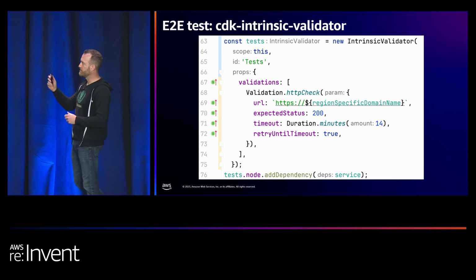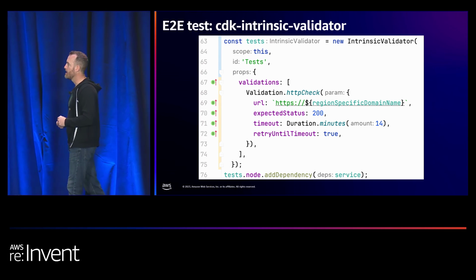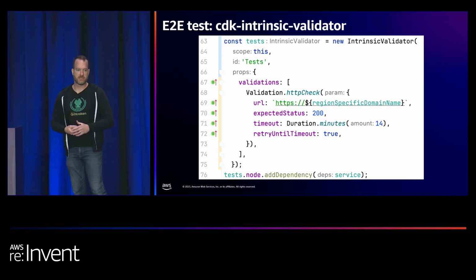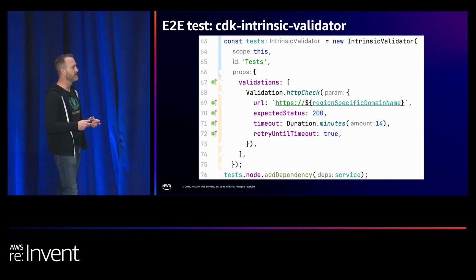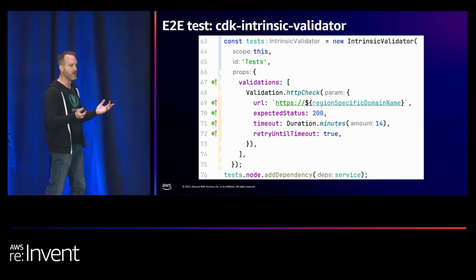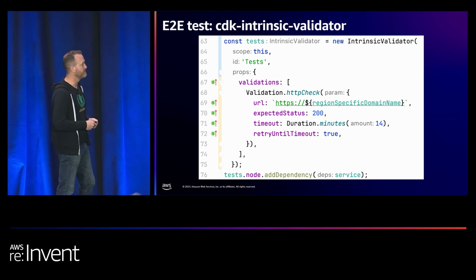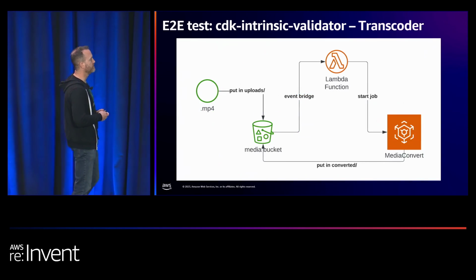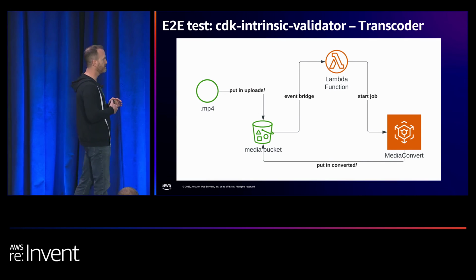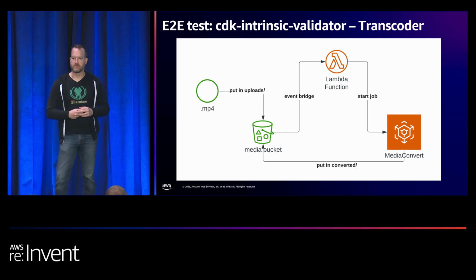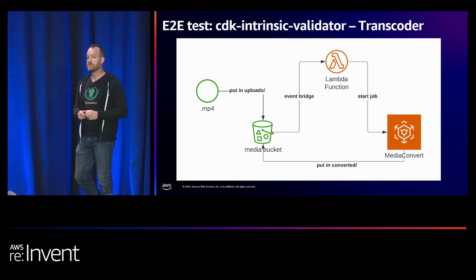Now, this is the CDK intrinsic validator. It comes with a lot of out-of-the-box checks, so if you want to do a simple HTTP check, you can do that. You can tell it what status code you expect to be returned, how long to try it, and just keep retrying until it fails or you run out of time. But you can also give it step functions and state machines. So going back to the transcoder, there's no endpoint that I can hit to make sure this thing is working, but I can use a state machine to test it.